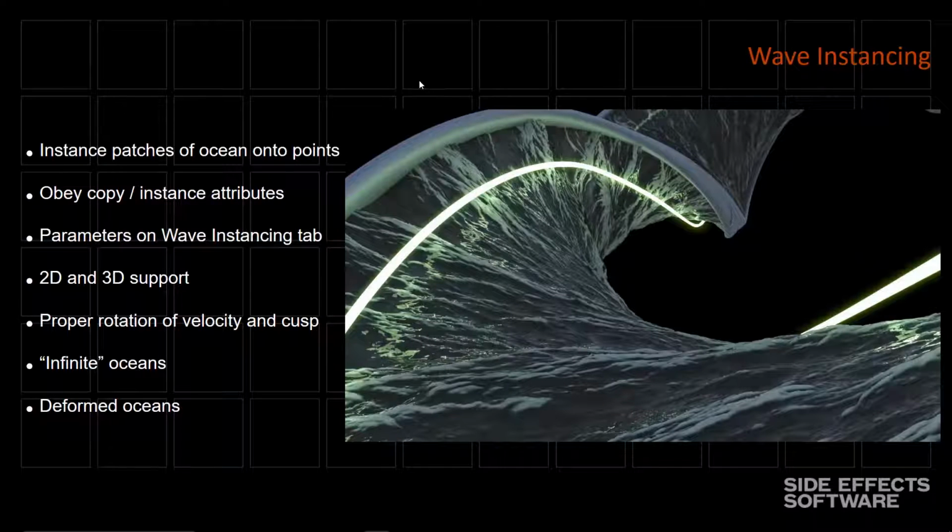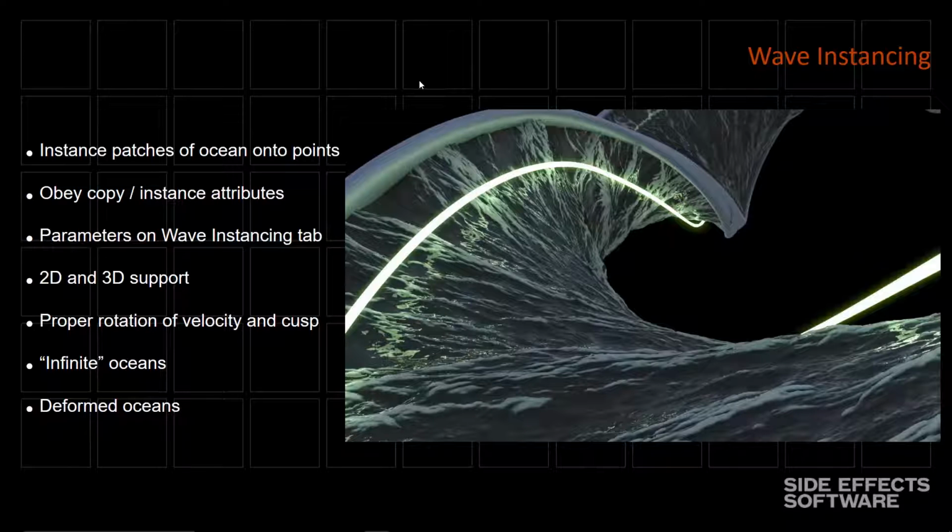Wave instancing is one of the most important new ocean tools for Houdini 16, and this is a technique for instancing patches of that spectral ocean onto points. And these points will have various attributes that obey the typical copy instance attributes of Houdini to orient those patches of ocean, to scale up their size, and generally give a lot of control over which direction these waves should be facing, or possibly even moving. There's a set of parameters on the Ocean Spectrum SOP on the Wave Instancing tab that let you set the parameters that control the look of these patches of ocean, as well as randomize them.